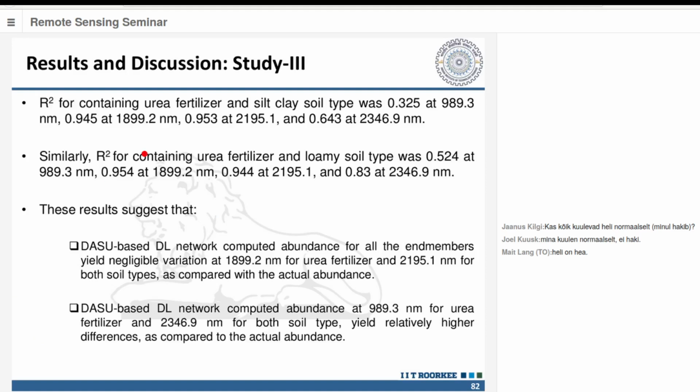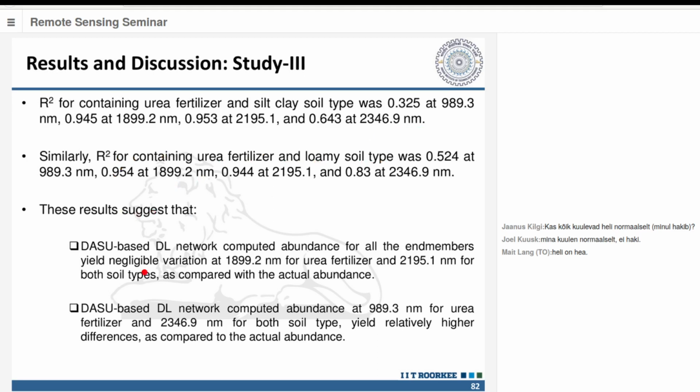So R square for the urea fertilizer and silty-clay soil type was 0.325 at 989.3 nanometer wavelength, 0.945 at 1899.2 nanometer wavelength region, 0.953 at 2195.1 nanometer, and 0.643 at 2346.9 nanometer wavelength region. Similarly, R square for the case of the loamy soil.